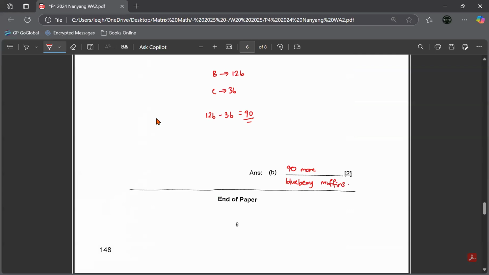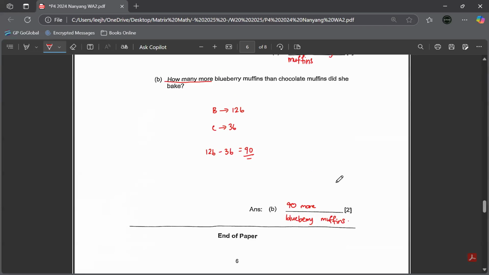Okay, so this is the end of the paper. I think this is the last question for the whole assessment.